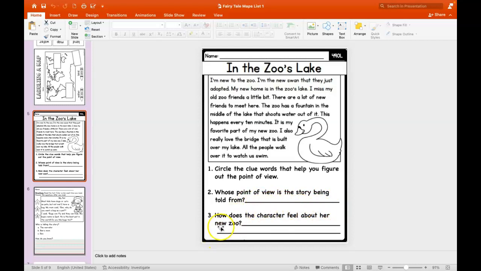And then down here, how does the character feel about her new zoo? Okay, we want you to answer that question using some of the text from up here. How does she feel about her new zoo? Is she happy? Is she sad? Does she love it? Does she not like it? Write that answer down here on the bottom.